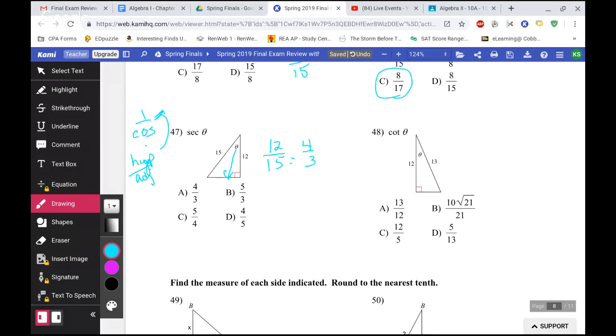These were easy. Or did Miss Sparks reduce those right? Apparently not. Oh, that's because she didn't write it right. Hypotenuse over adjacent.